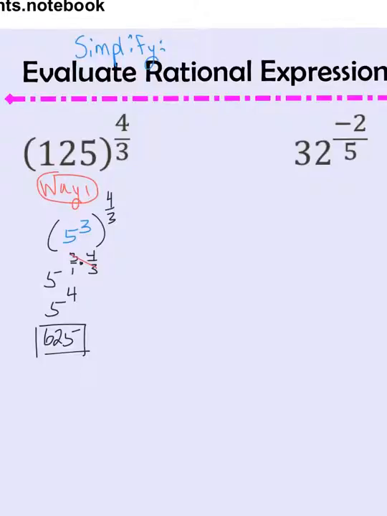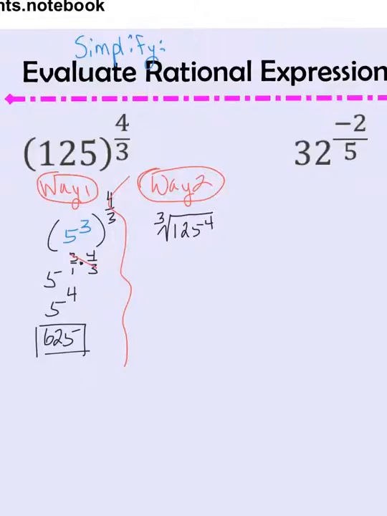Now way 2 is converting into radical form. Okay, so I'm going to convert 125 to the 4/3 into its radical form. So we know that it's under the radical, and we know that this is the index that goes here. So I've got the cube root of 125 to the 4th. Now this is not my preferred way, I'm just saying, but a lot of people do it this way.